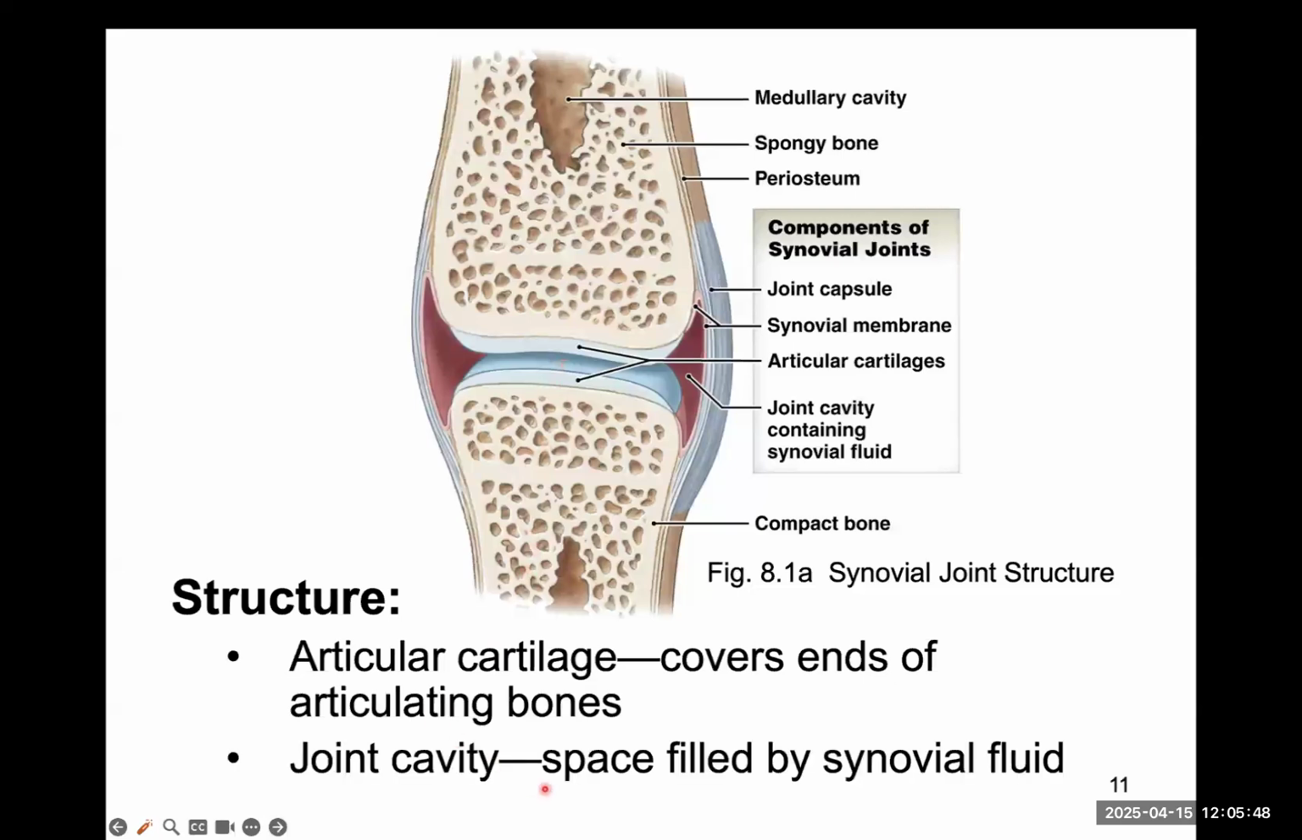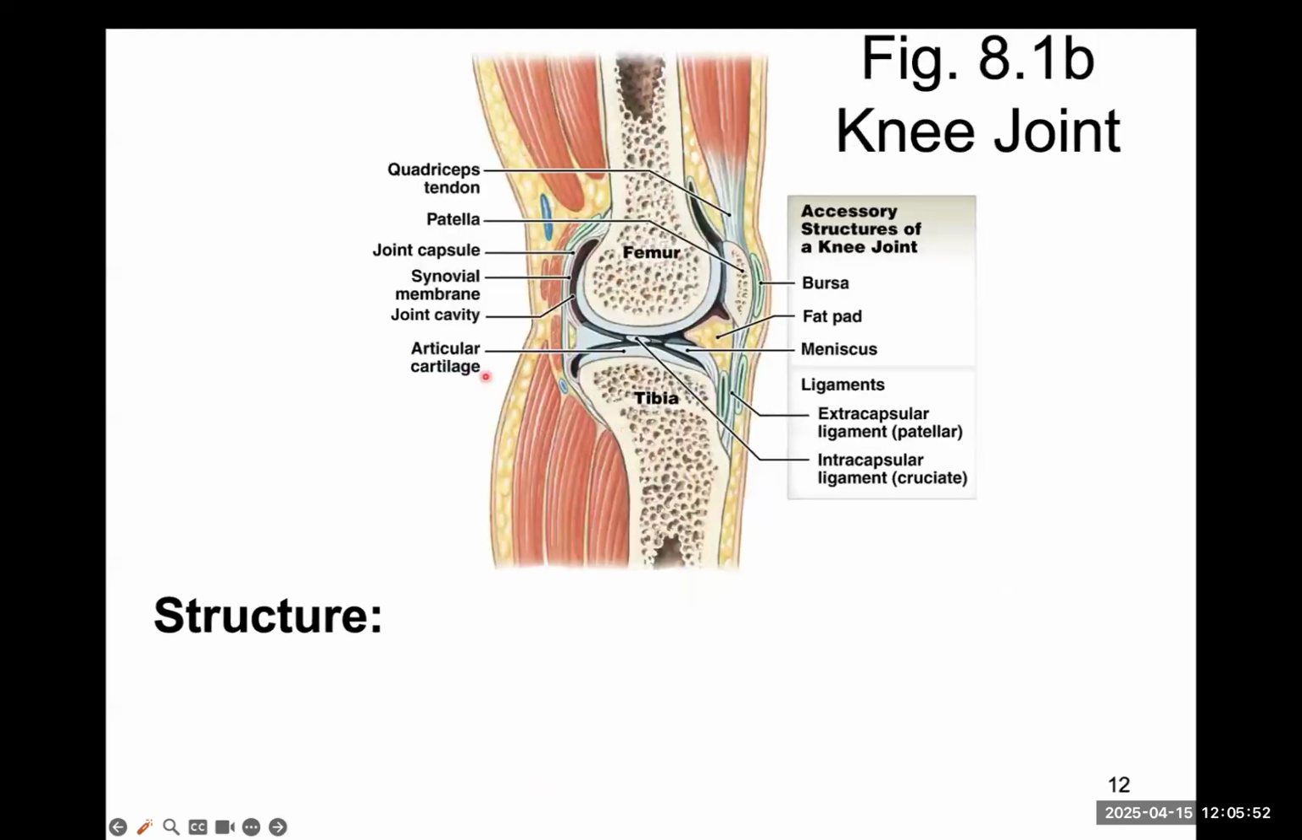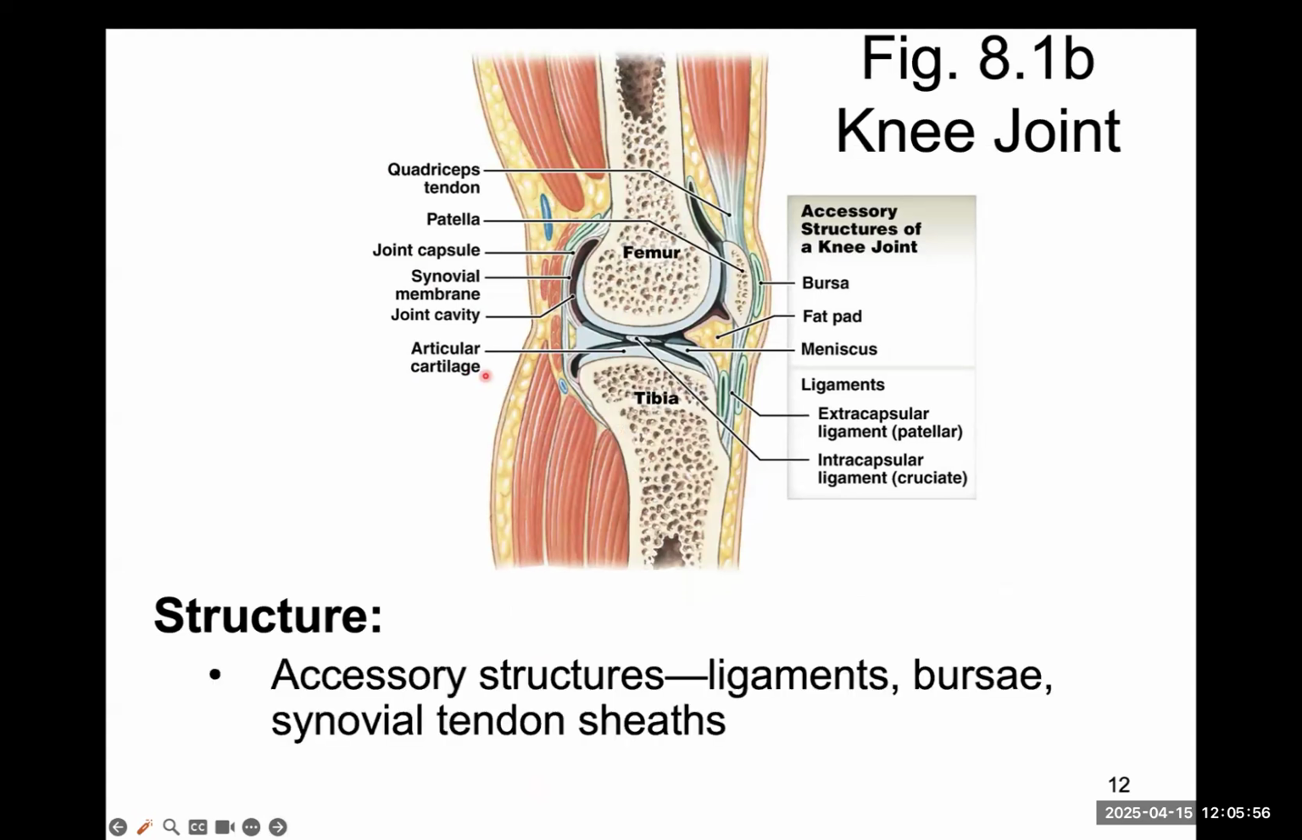And this is the joint cavity, the space filled by synovial fluid. You have other things associated with the joint. For example, we have connective tissue, and that's going to be dense irregular connective tissue. The dense irregular connective tissue is basically what connects one bone to the next bone. It connects the bones.